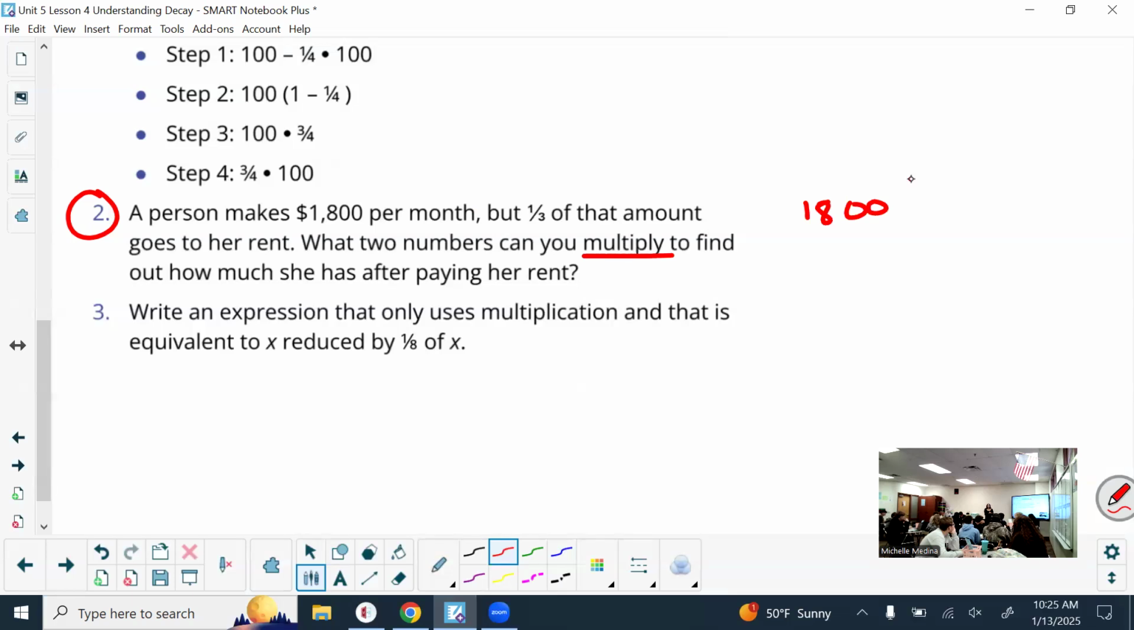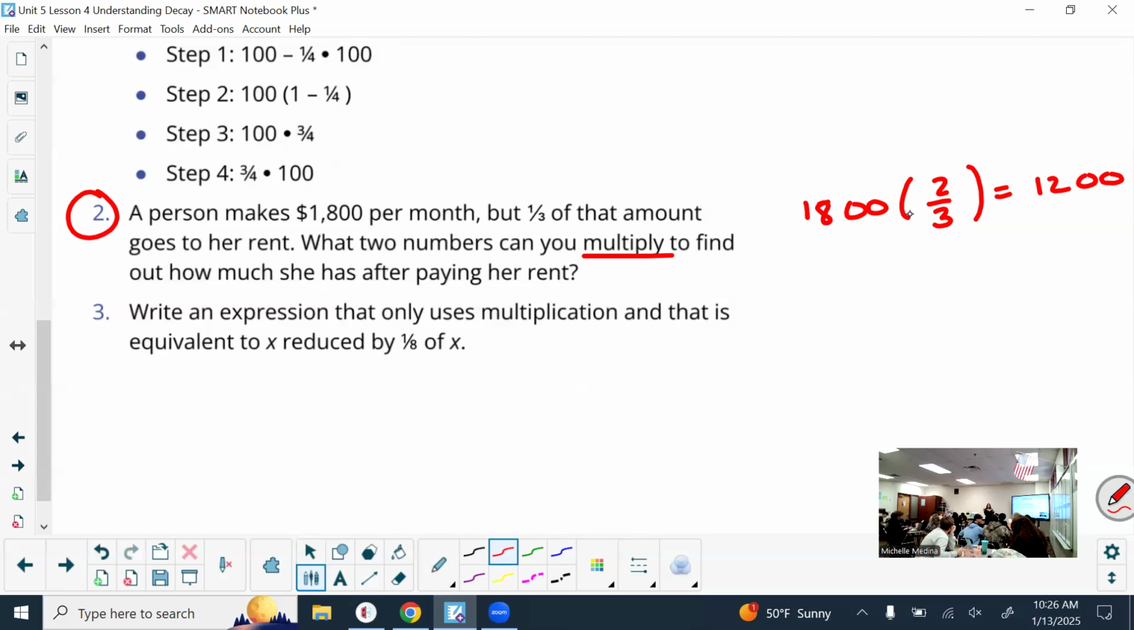Like times 3/4? Okay. Why 3/4? Okay. And why 2/3? Okay, so this actually is correct. And because how much does she have after paying her rent? $1,200. Now, I'm sure more of you were able to get this answer than what this question asked for, which was the two numbers I need to multiply.